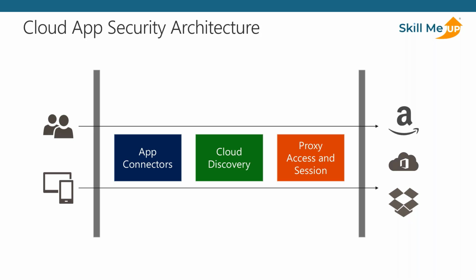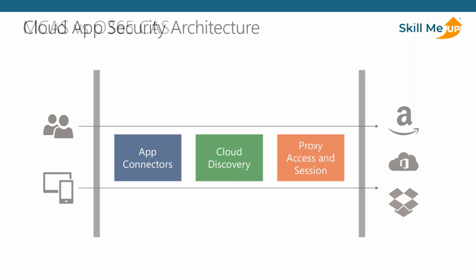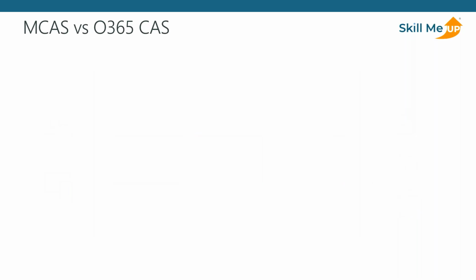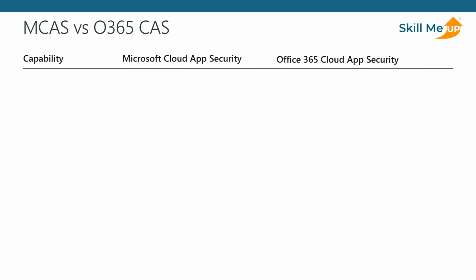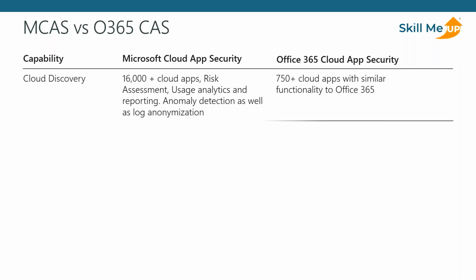So an example here could be SharePoint Online. You could use conditional access app controls to restrict, for example, downloads of files, or at least inspect what's going on inside that application. Now, there are two different types of cloud app security. You've got MCAS, which is Microsoft Cloud App Security, and then you have Office 365 Cloud App Security. So the core capability here is cloud discovery, and for the MCAS, it will understand 16,000 plus cloud applications, risk assessments and analytics, and performs anomaly detection.